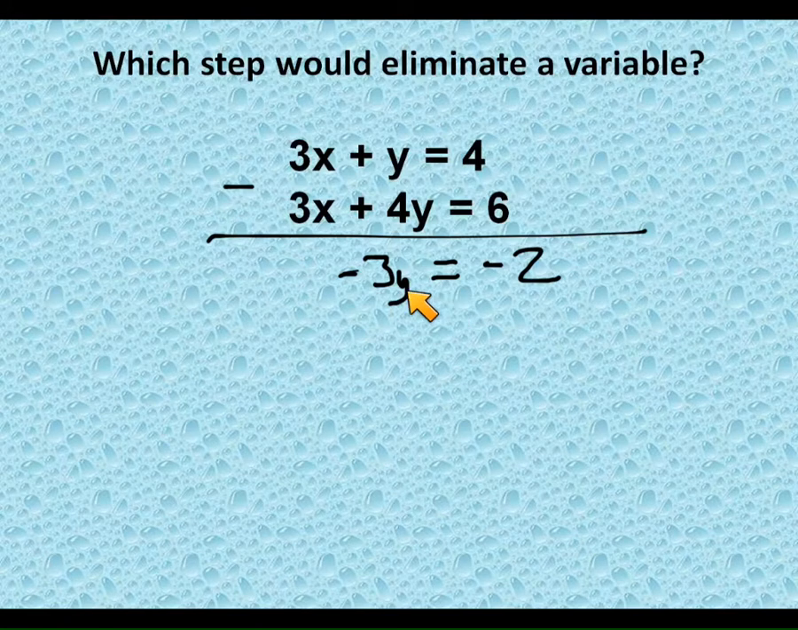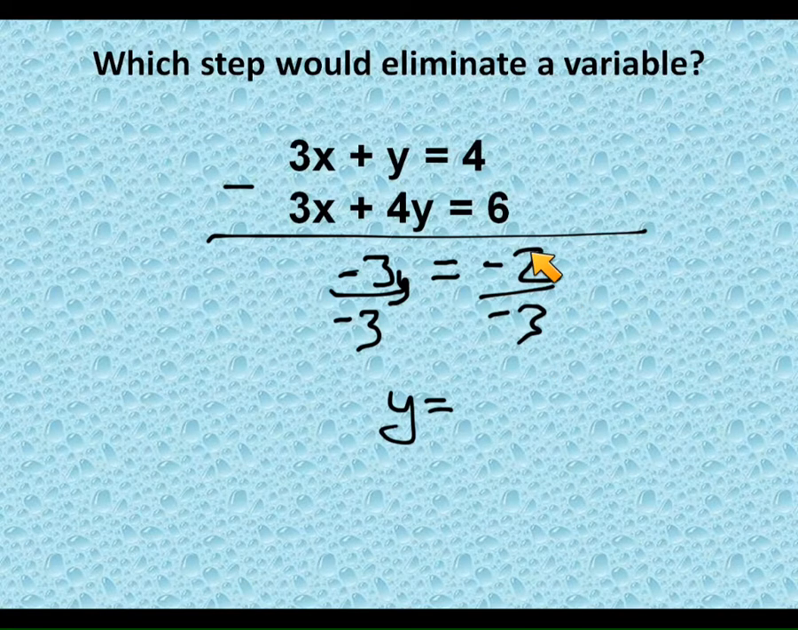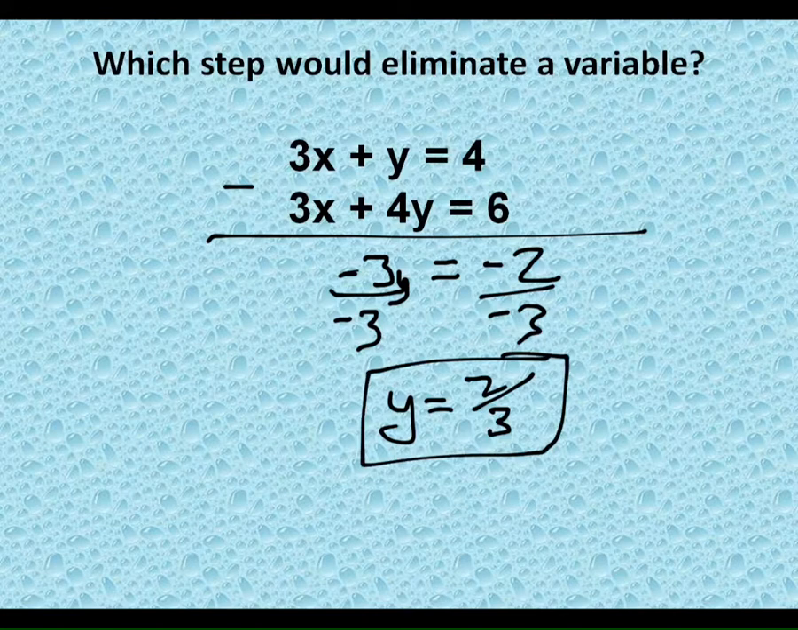So solve this equation for y. Undo that multiplication by negative 3. Divide both sides by negative 3. And instead of writing this as a decimal, I'm going to leave it as a fraction. Negative over negative is positive. So I'm just going to leave it as y is 2/3. So sometimes you get a non-integer answer. That's okay. That happens. Okay.